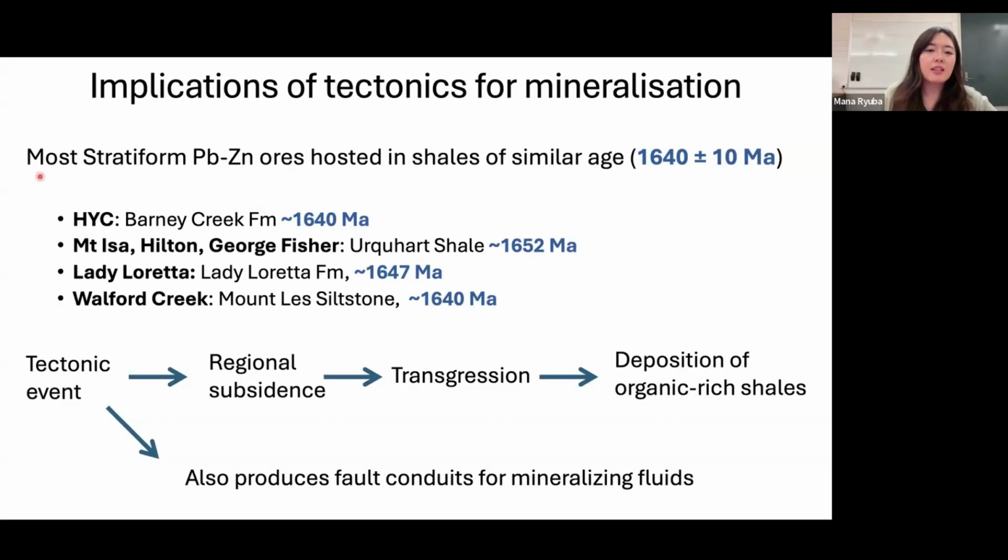This is suggesting then that this tectonic event is important, because the regional subsidence that occurs in association with it is the reason why we have this transgressive event. Without that, we wouldn't have the deposition of these organic rich shales that host these important deposits. Additionally, we think this tectonic event could also form those faults that might act as conduits for mineralizing fluids.